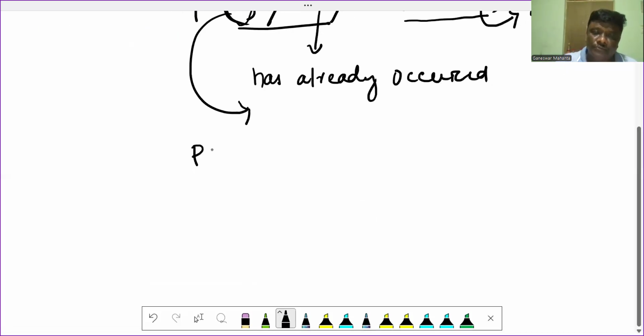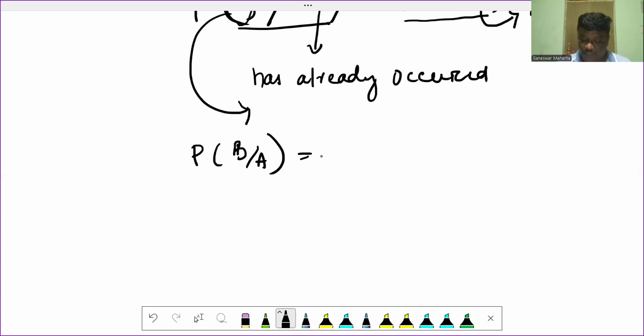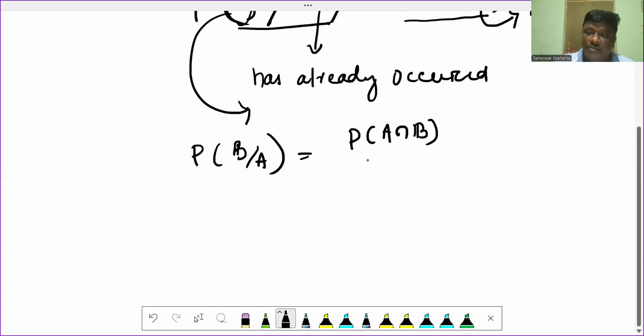Probability of B by A. Here it represents that A has already occurred. And P(B/A) is the probability of A intersection B divided by the probability of A.